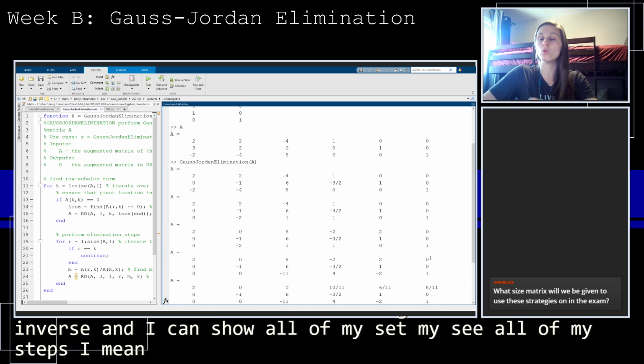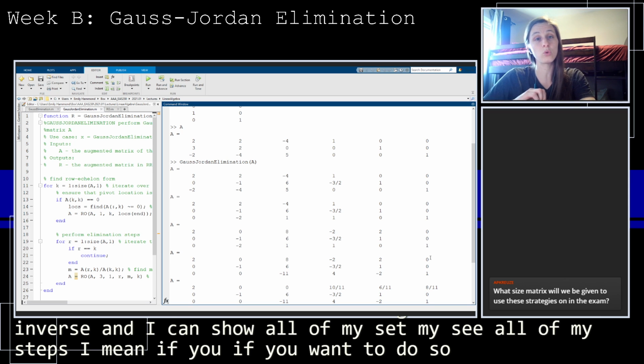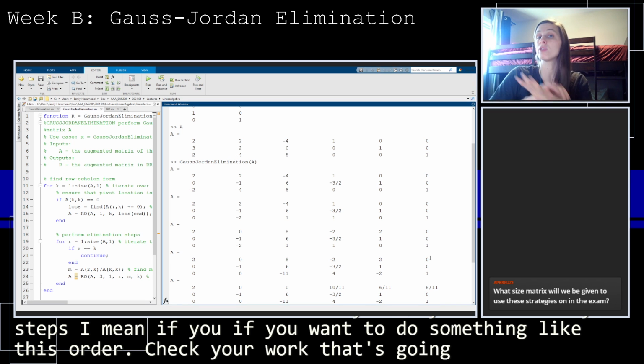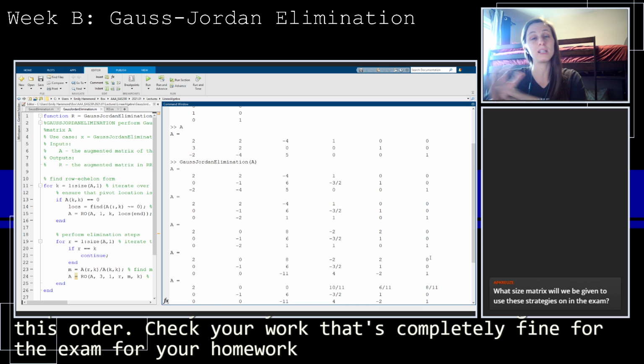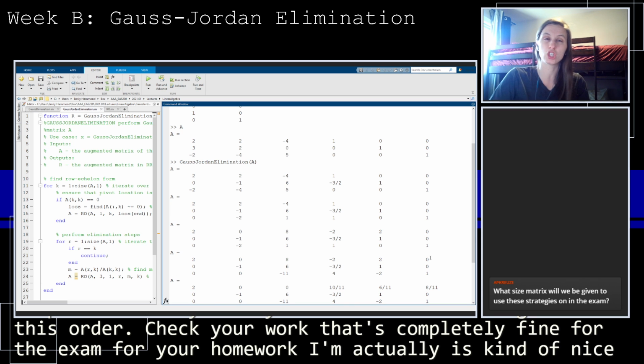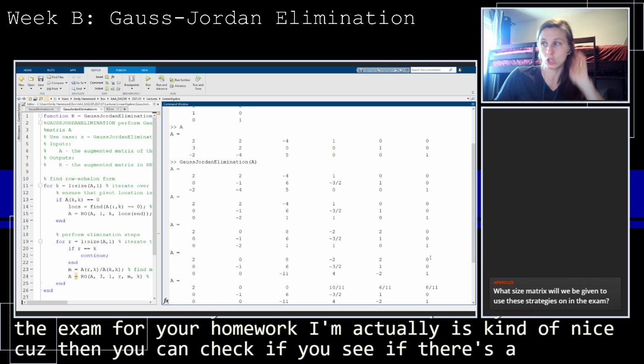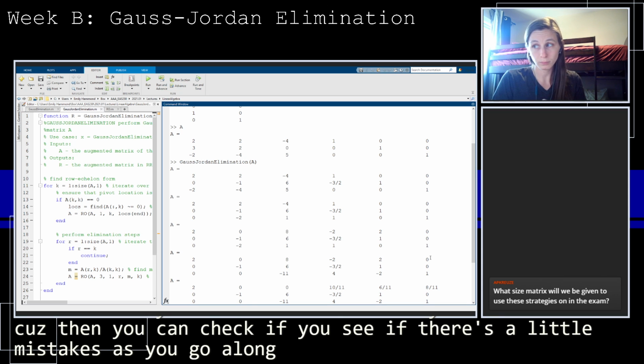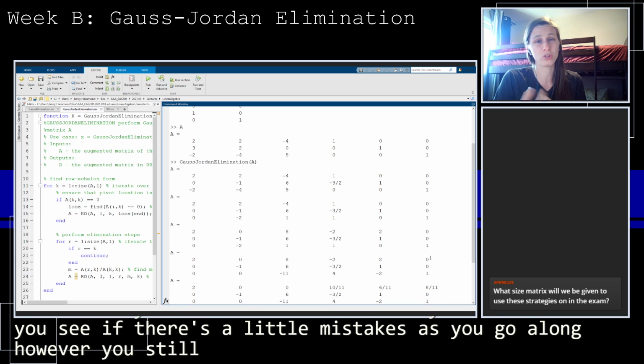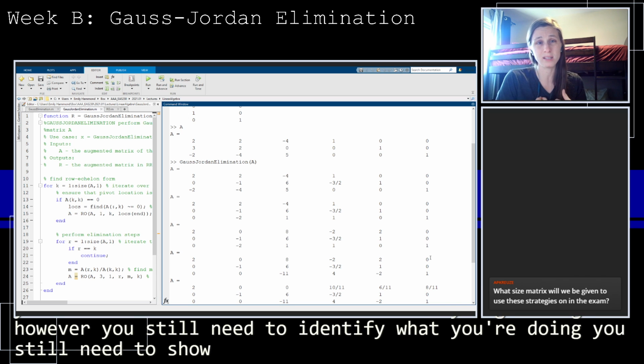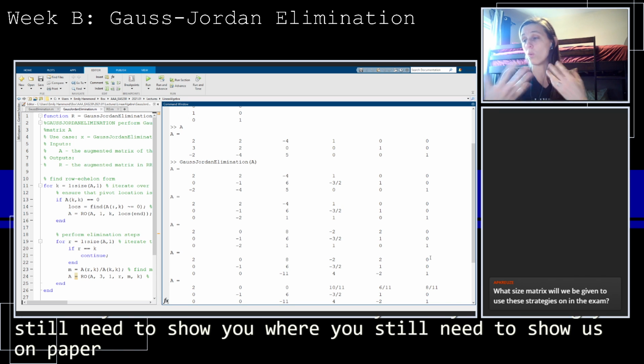I mean, if you want to do something like this in order to check your work, that's completely fine for the exam, for your homework. It actually is kind of nice, because then you can see if there's little mistakes as you go along. However, you still need to identify what you're doing. You still need to show your work. You still need to show us on paper that you know what you're talking about.